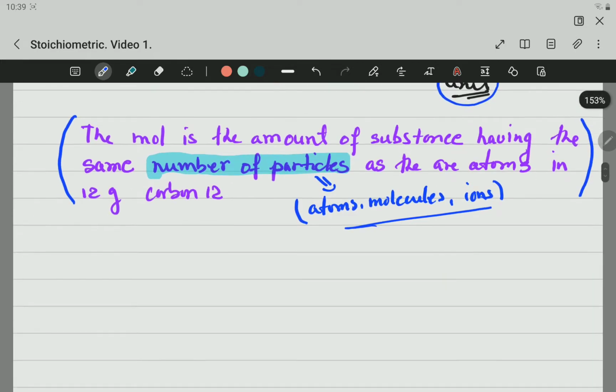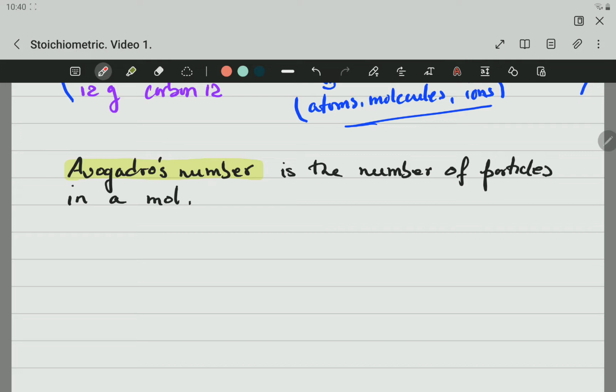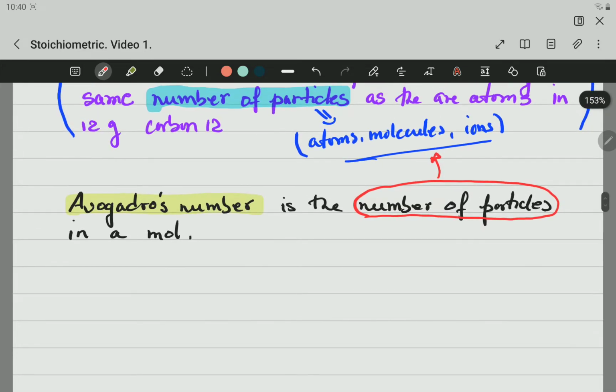Now we're going to a second very important definition, and this is Avogadro's number. Avogadro's number is the number of particles, which could be atoms, ions, molecules, or formula units, that there is in a mole. So one mole of any substance will have a specific number of atoms, molecules, ions, formula units, etc.